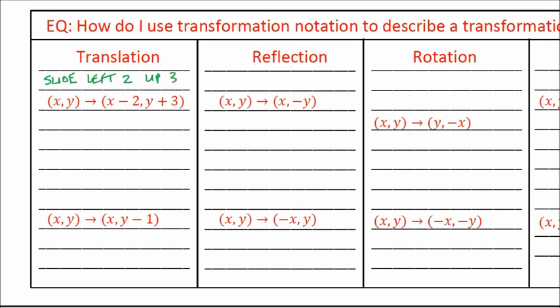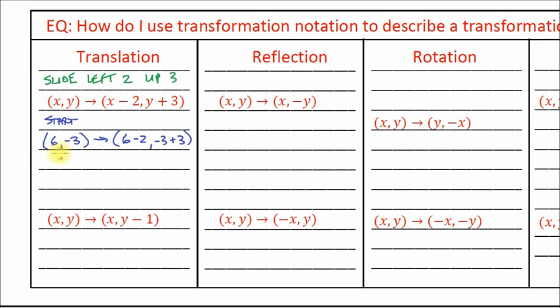So let's do another example of this. Let's say we had a starting point. We're going to use this transformation notation. Let's say we have a starting point that was at (6, -3). The transformation from that to our new point, if we want to slide left 2 and up 3, is to take our x value and subtract 2 from it, and take our y value, which was negative 3, and add 3 to it.